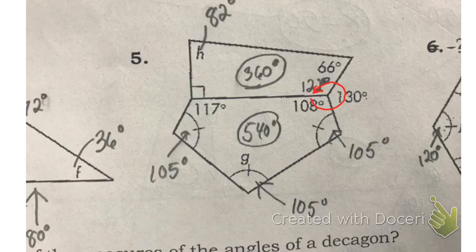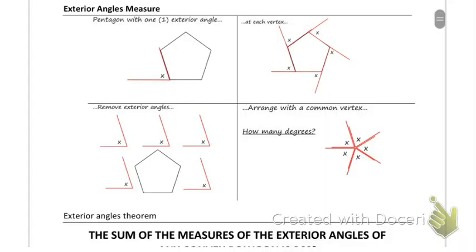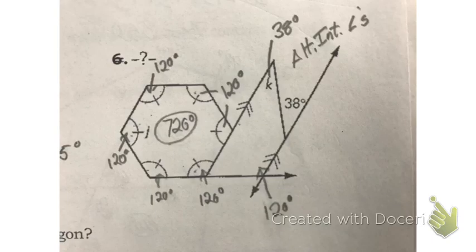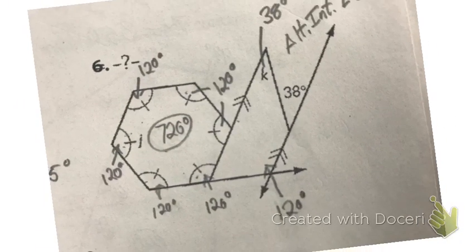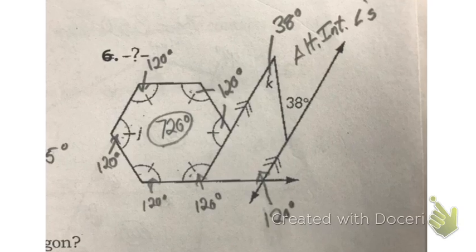Number 6. There we go. All right, number 6. Did you get J? Okay. So we'll do it kind of from the beginning. What'd you get for J? 120. So we have J equals 120 degrees, and this is 120 degrees.